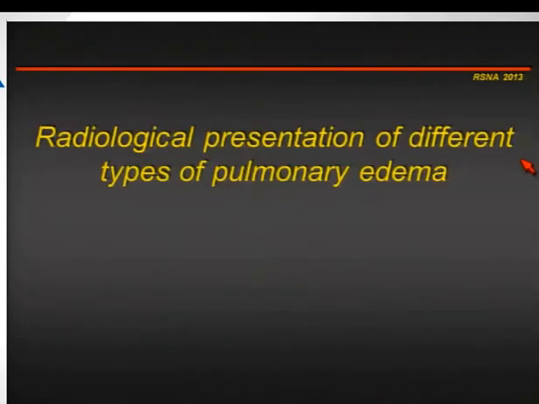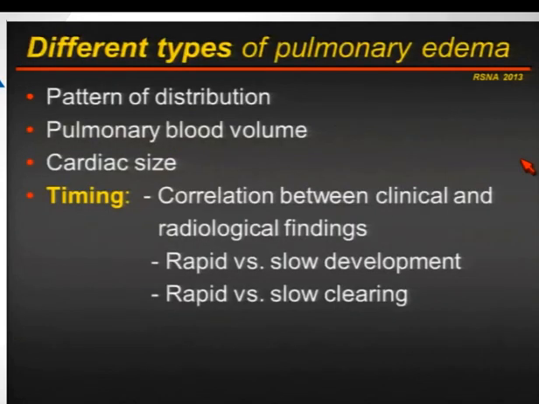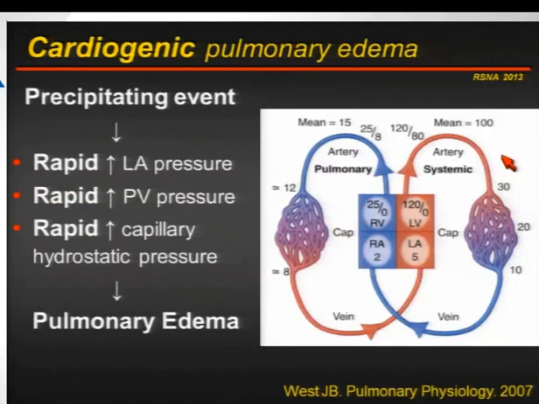So let's talk about the radiographic presentation of different types of pulmonary edema. To differentiate them, we should think about the pattern of distribution within the lung, the increase or normal pulmonary blood volume, the size of the heart, but what is even more important is the timing, in the sense of the correlation in time between clinical and radiological findings, between the rapid versus slow development of pulmonary edema and rapid versus slow clearing of pulmonary edema. Let's start with cardiogenic pulmonary edema, and let's go to the basic physiology.